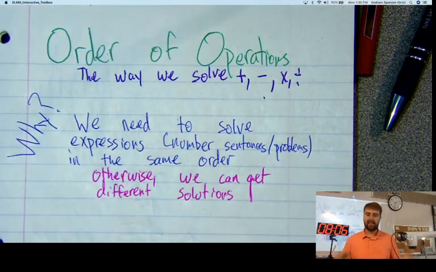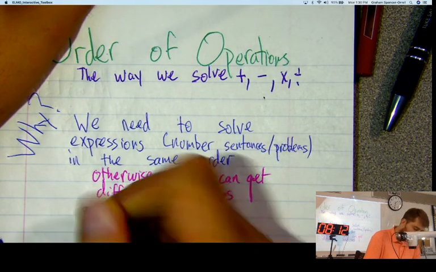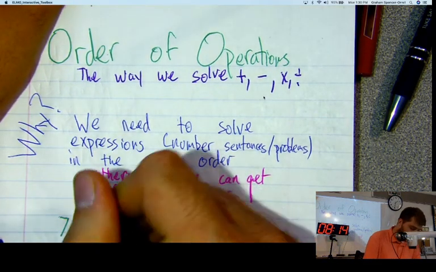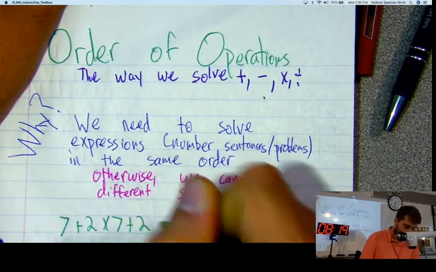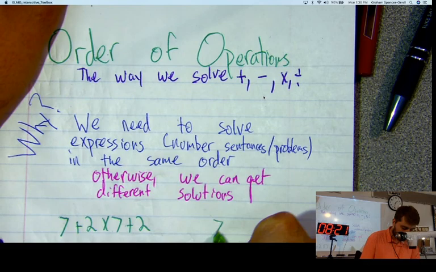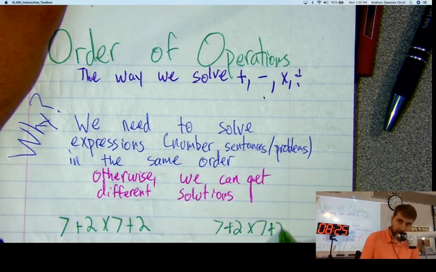Now let's take a look at this example. We'll do it all together, but I'm going to write it 2 times so that we have it written down and can solve it 2 different ways. It's going to be 7 plus 2 times 7 plus 2. Write it on the left. Also going to write it on the right. 7 plus 2 times 7 plus 2.